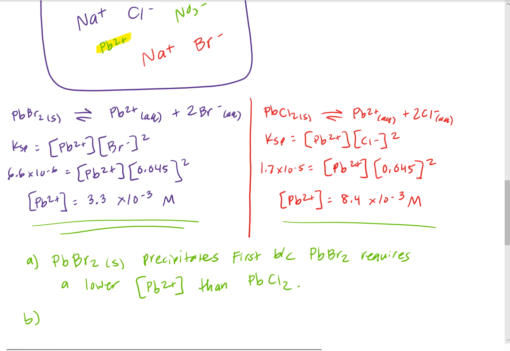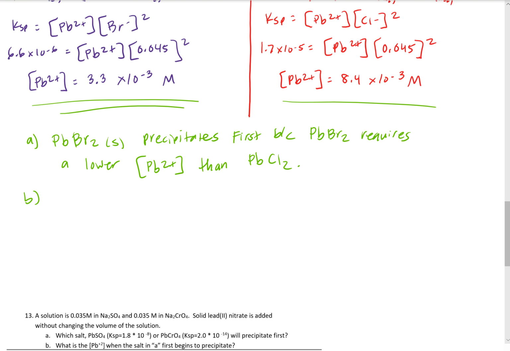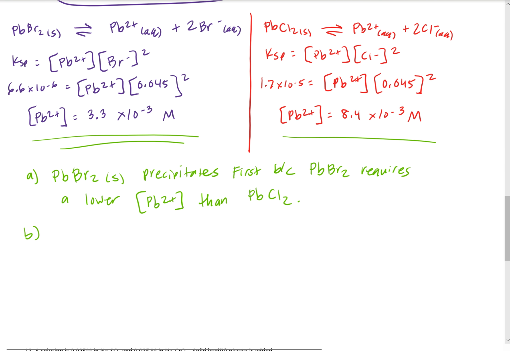Part B, I believe it asks you, what is the lead ion concentration when the first salt begins to precipitate? We've already calculated that. That is at 3.3 times 10 to the negative 3 molar. Okay, so again, we've gone through our two scenarios. You calculate the equilibrium ion concentration needed to start precipitation of both solids. Whichever one gives you the smaller molarity, that's the precipitate that forms first.